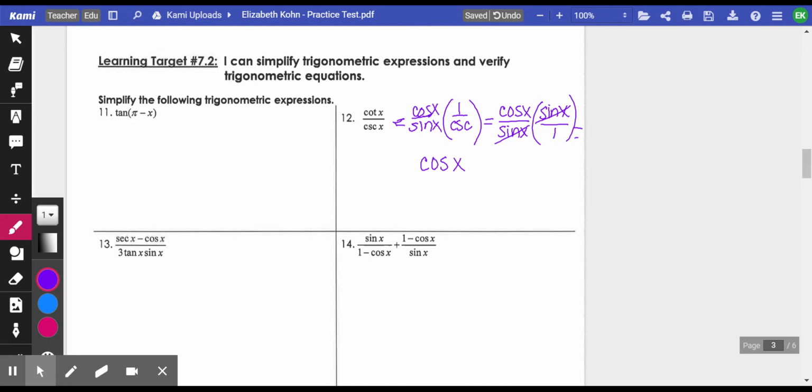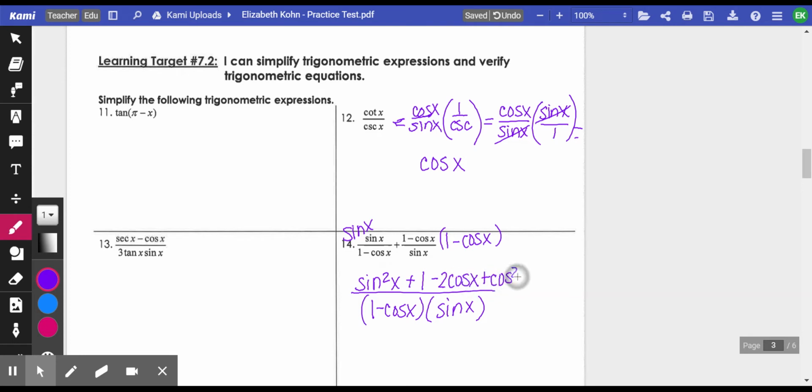Let's try another one. On number 14 here, we want a common denominator so that we can add these together. So I know my common denominator is going to be 1 minus cosine times sine, which means I'm going to multiply this first fraction by sine and the second one by 1 minus cosine. Sine times sine is just sine squared. Now, 1 minus cosine times 1 minus cosine is 1 minus 2 cosine x plus cosine squared, okay?